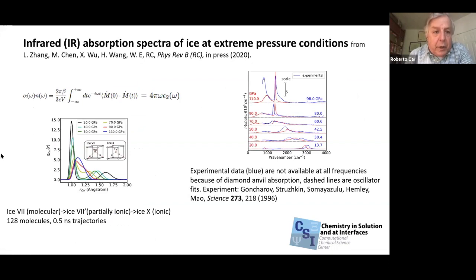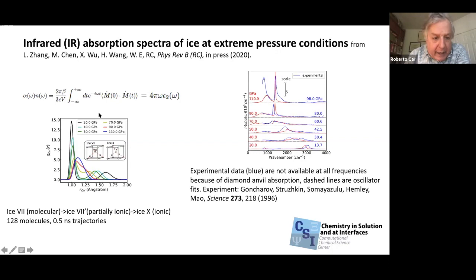In this application, we consider infrared absorption. So we are using this polarizability tensor. The infrared absorption is given here by this integral of this correlation function of the time derivative of the polarization. And we consider this now not at extremely undercooled conditions, but at extreme pressure conditions.